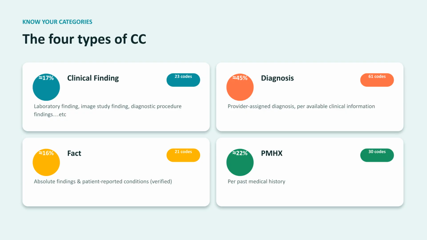There are 4 types of CCs, each with different documentation needs. These include clinical findings supported by labs or imaging, provider-assigned diagnoses, verified facts or patient-reported conditions, and conditions noted in the past medical history. Knowing the type helps you determine the required support.